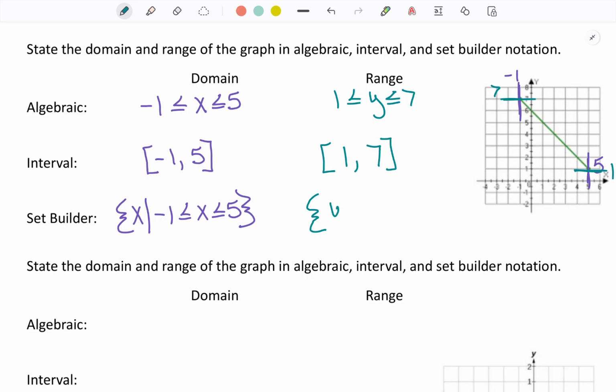So for a set builder, we have y is such that, and we are going to bring down that algebraic notation. So 1 is less than or equal to y, which is less than or equal to 7.